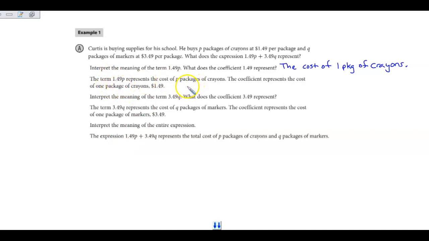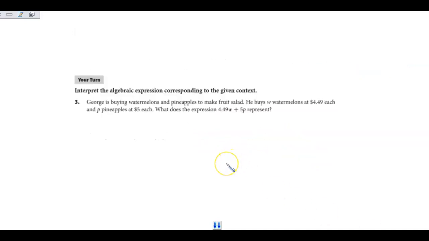The coefficient represents the cost of one package of crayons. Next thing they want us to do is to interpret the meaning of the term $3.49 Q. What does the coefficient 3.49 represent? And they're telling us that the term represents the cost of Q number of packages of markers. The coefficient represents the cost of the package. The entire expression represents the total cost of P packages of crayons and Q packages of markers. Interpret the algebraic expression corresponding to the given context.